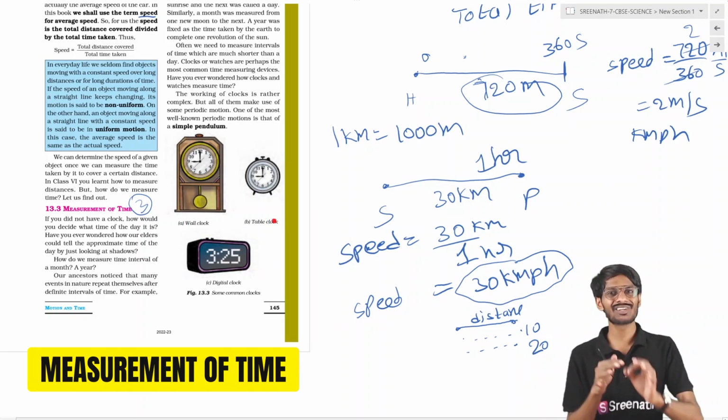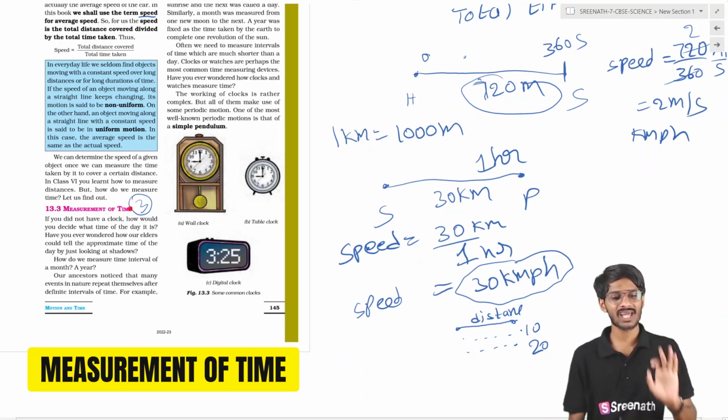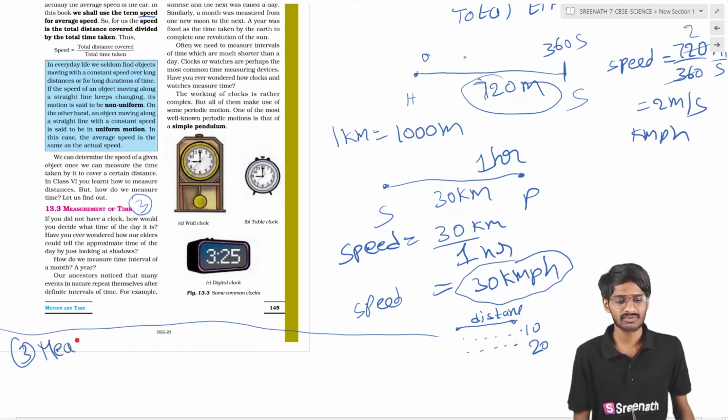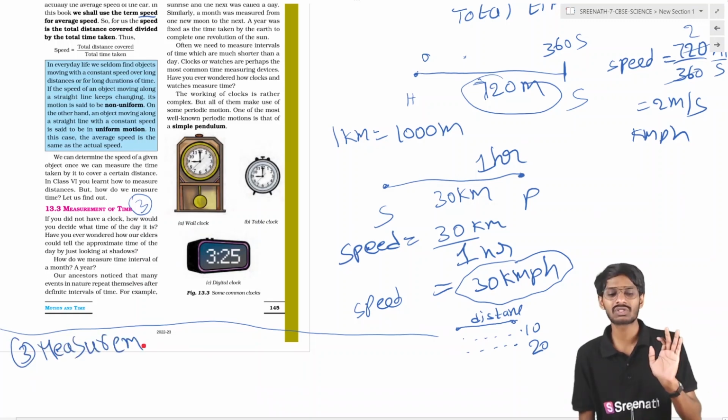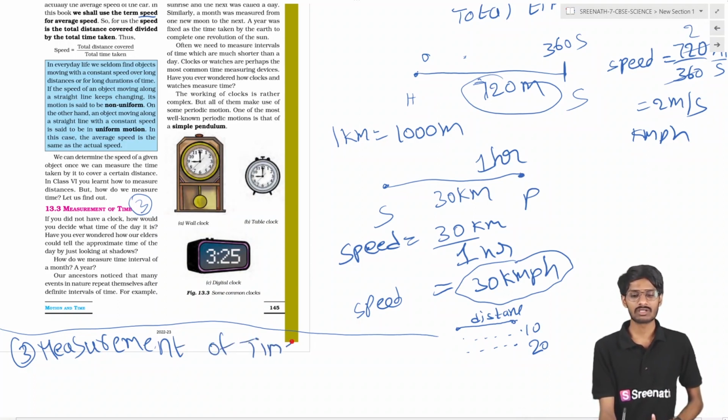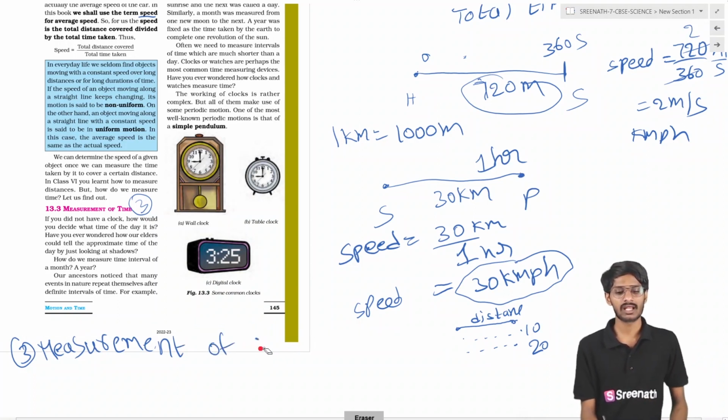Okay, students, we are going to learn about the measurement of time, which is the third topic, students. What is the third topic, students? That is measurement of time. So we are familiar with the word called time. So how will we measure the time? Then you will say, sir, we will measure the time with clocks and with watches.